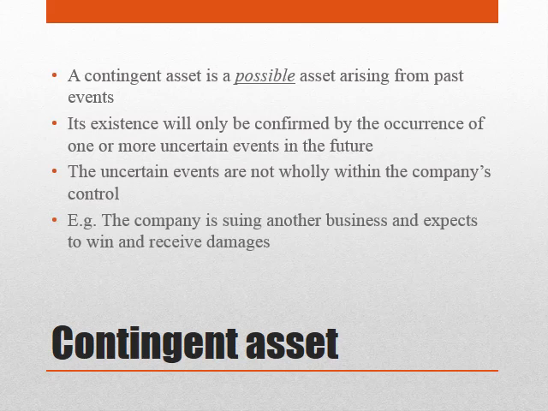So one example would be if our company is suing another business and we expect to win and receive damages, but that decision is going to be down to the courts, and there must be some uncertainty as to whether or not we're going to win, or there's going to be uncertainty as to whether or not we're going to receive damages even if we win.